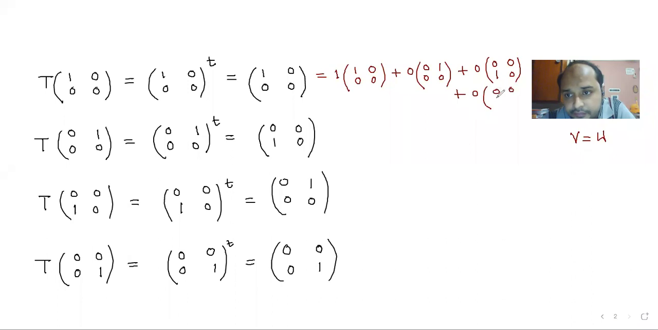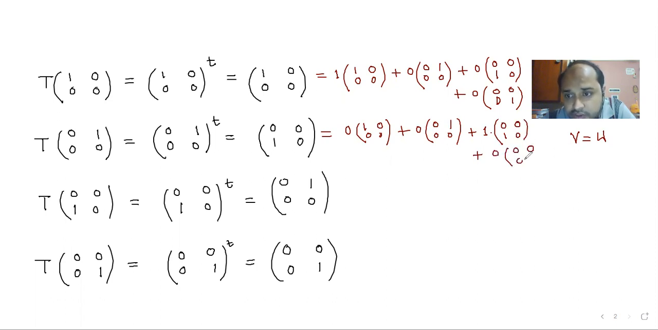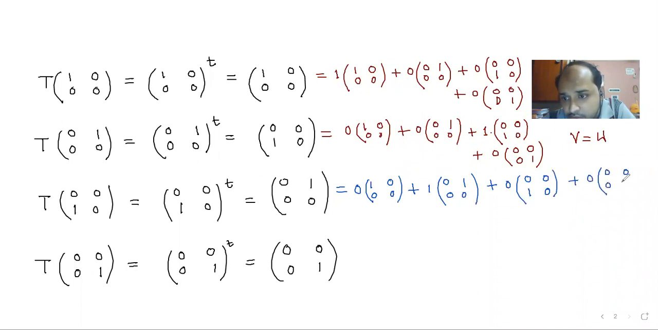And this. Okay. This we can write as 0 into 1, 0, 0, plus 0 into 0, 1, 0, 0, 0, plus, this is the third basis element, so I'll write 1 into 0, 0, 1, 0, plus 0 into 0, 0, 0, 1, okay? This is actually the second basis element. So I can write it as 0 into 1, 0, 0, plus 1 into 0, 1, 0, 0, plus 0 into 0, 0, 1, 0, plus 0 into 0, 0, 0, 1.